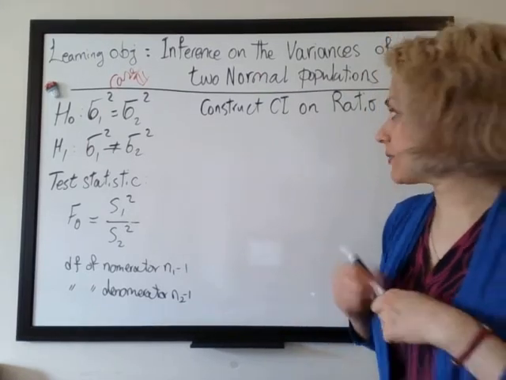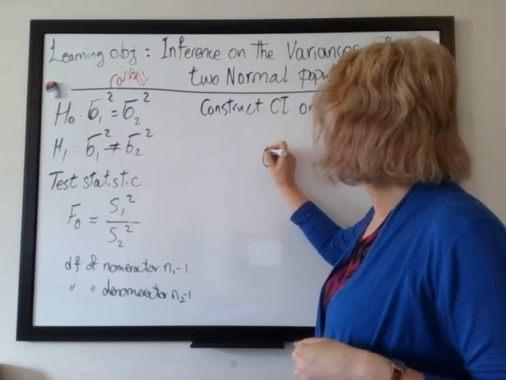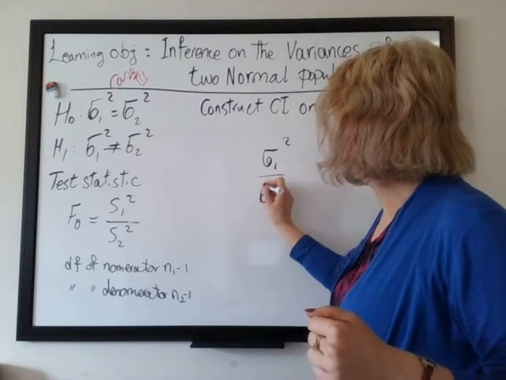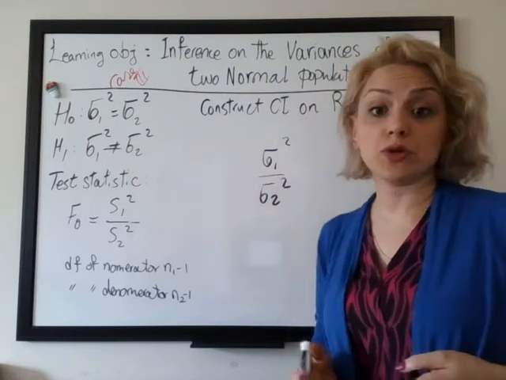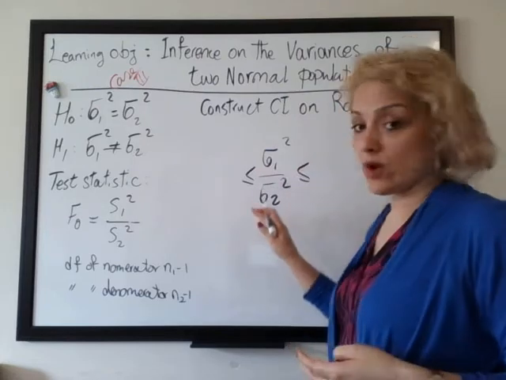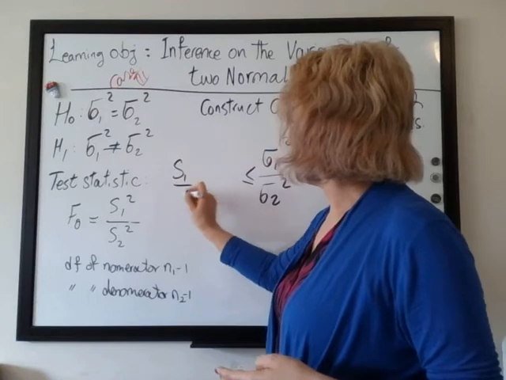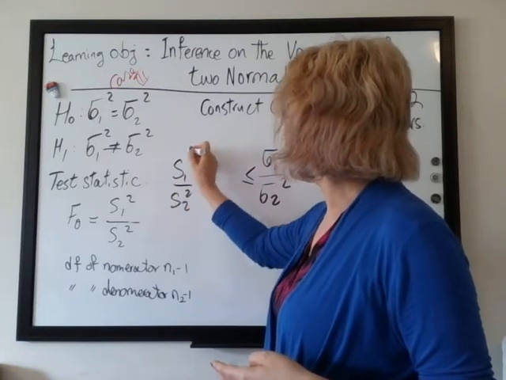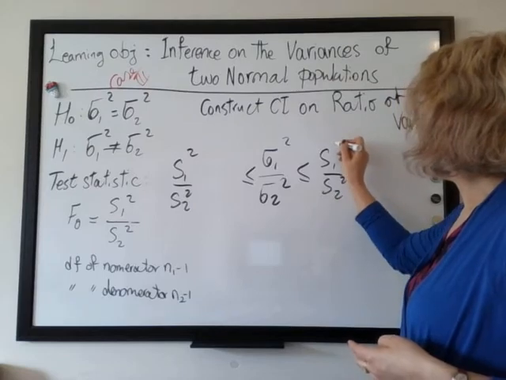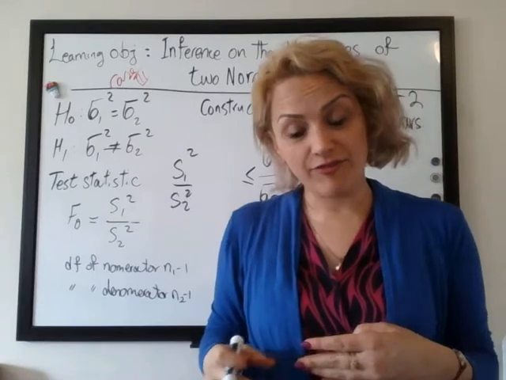So I would write down sigma 1, because we said that it's a ratio, right? Sigma 1 power 2 over sigma 2 power 2. So this is the ratio that I'm looking for. And then for the confidence interval of it, I'm going to write down S1 over S2 power 2, and then I'm going to put down the value of the F.